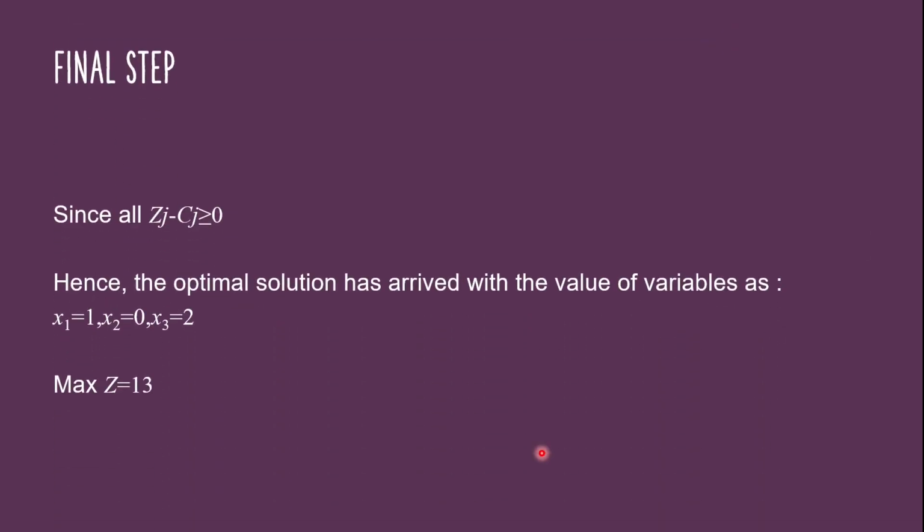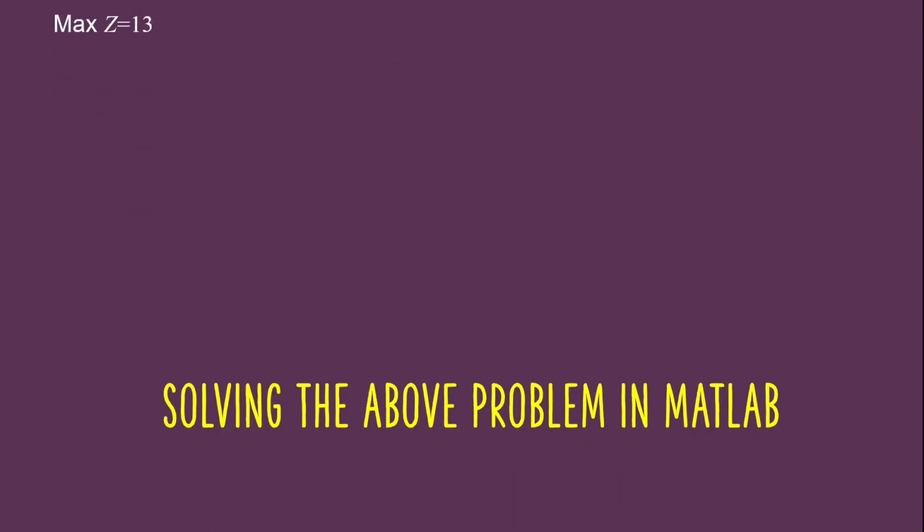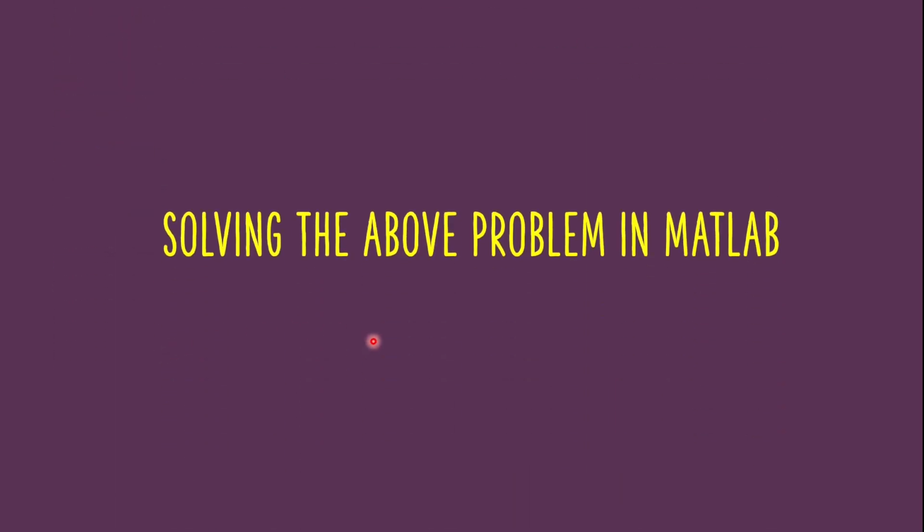In the final step, as Zj minus Cj is greater than or equal to 0, we get the optimal solution at the variables x1 equal to 1, x2 equal to 0, and x3 equal to 2. The maximized value is z equal to 30. Now we will solve the above problem in MATLAB.